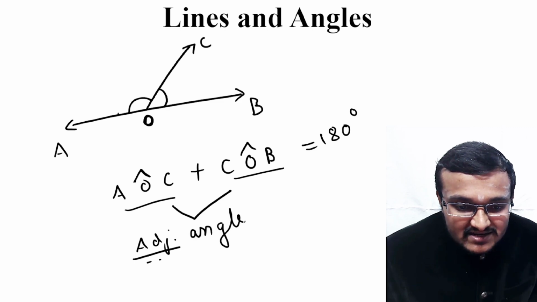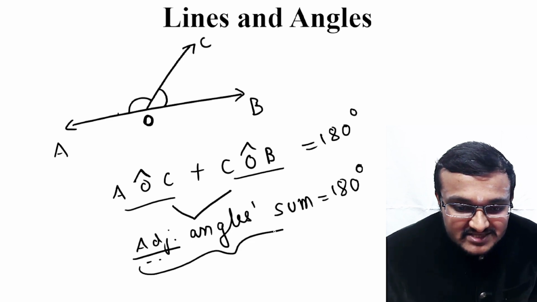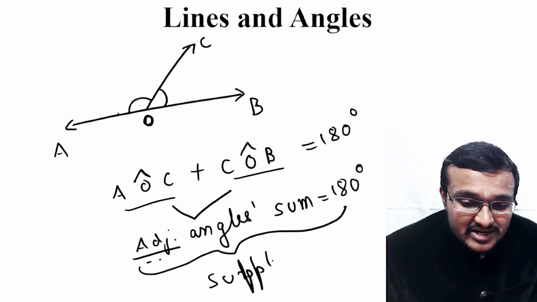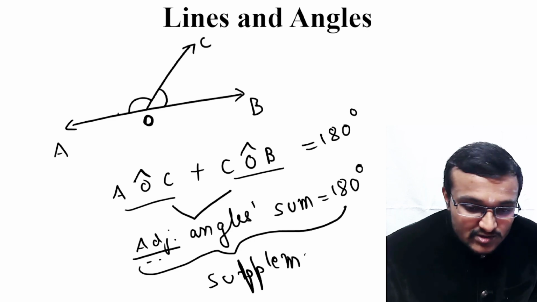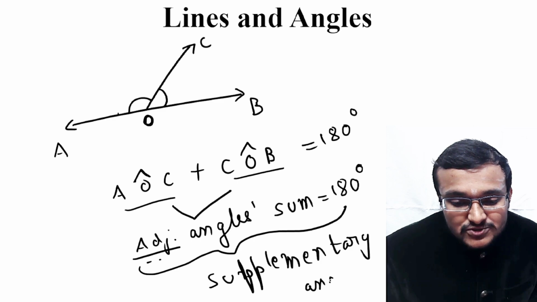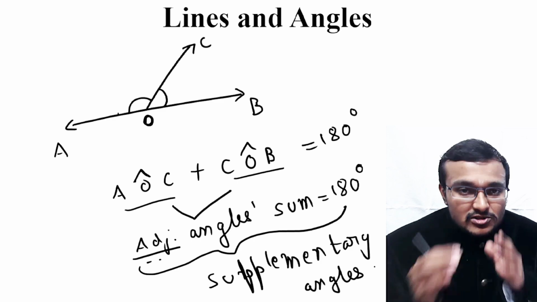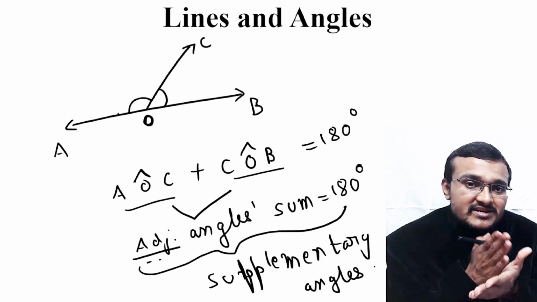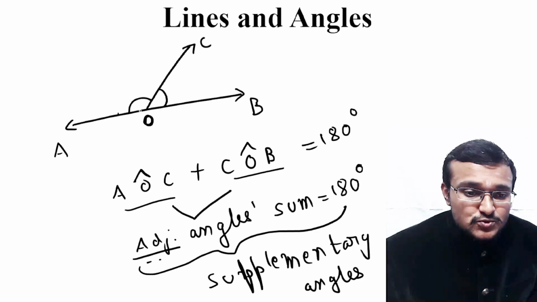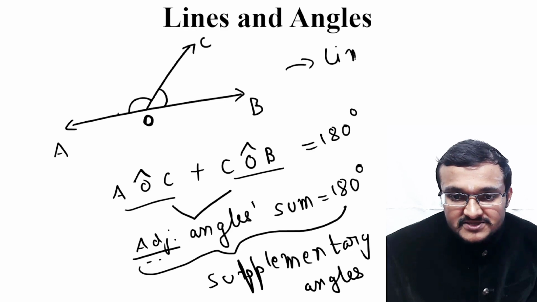So adjacent angles whose sum is equal to 180 degrees are known as supplementary angles. Now you should remember this term, and also remember the difference between complementary angles and supplementary angles. These two angles are also known as linear pairs.